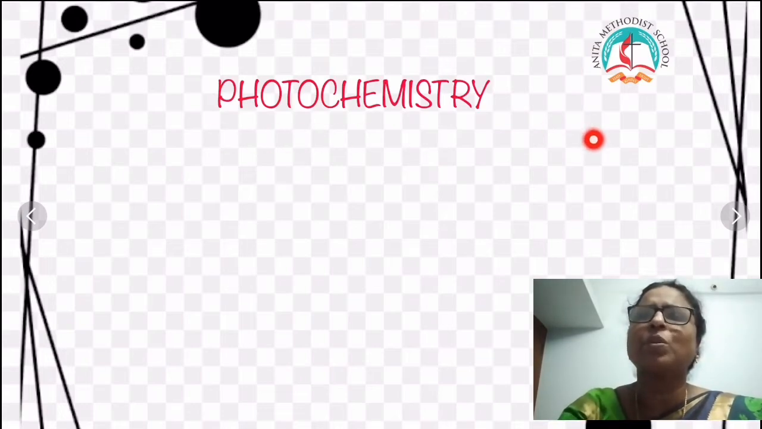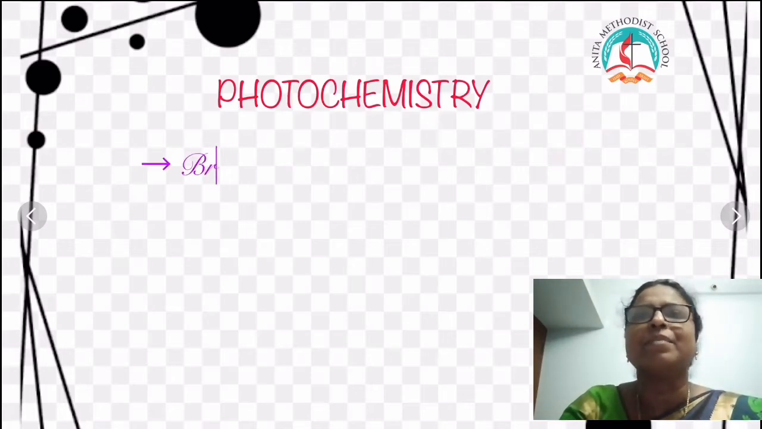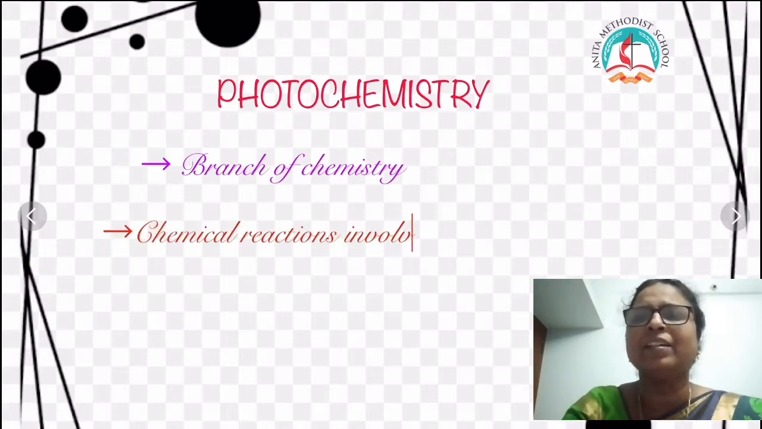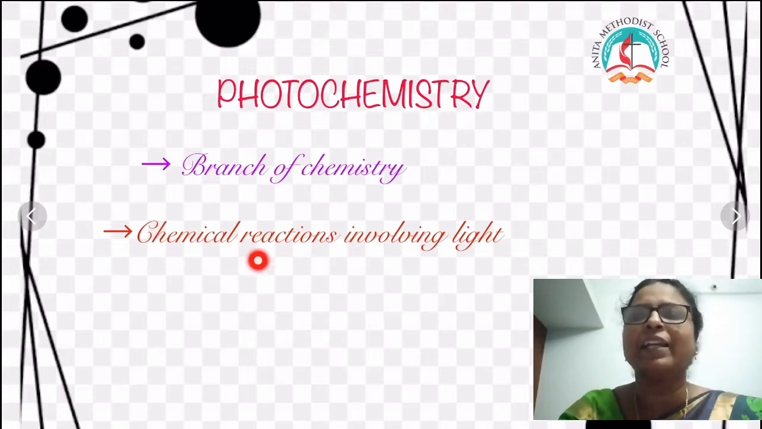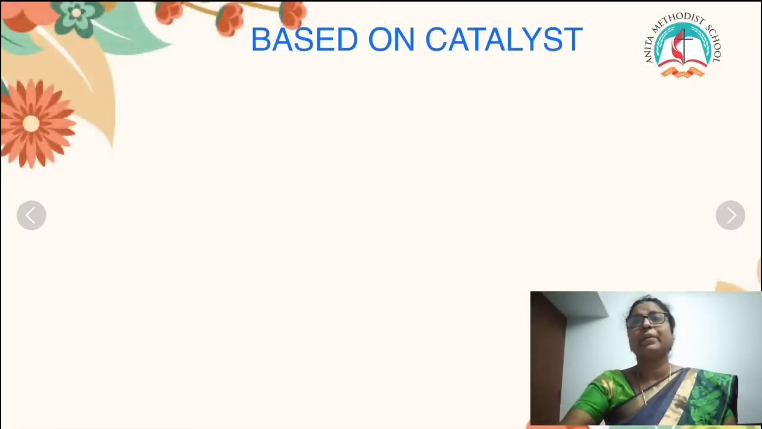Then we are going to see what photochemistry is. Photochemistry is a branch of chemistry that deals with chemical reactions involving light. Next, we are going to see the chemical reactions based on catalyst.